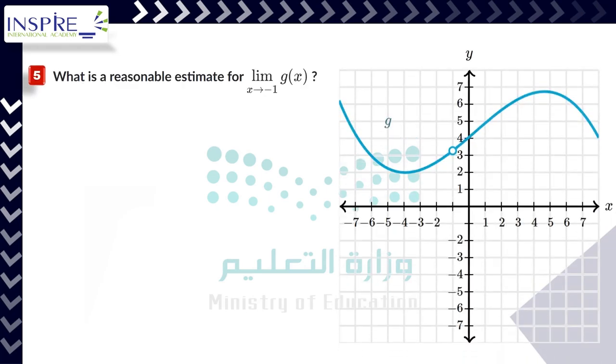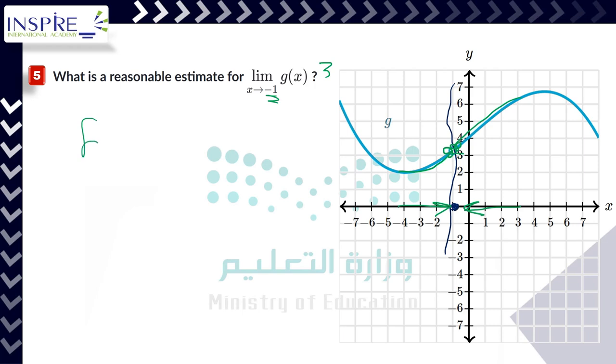What's the reasonable estimate for the limit of g of x as x approaches -1? The same: locate -1, draw a vertical line, trace the function to get both limits, from right and left. Trace the function from the right, we'll find it to be 3, and then trace the function from the left, you'll find it to be the same number, which is 3. So the limit of g of x as x approaches -1 will be 3.